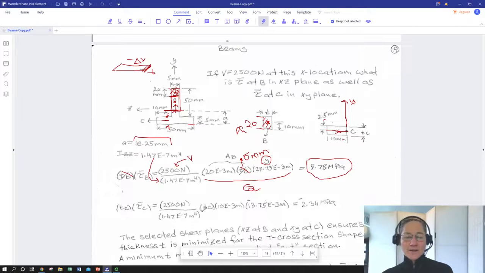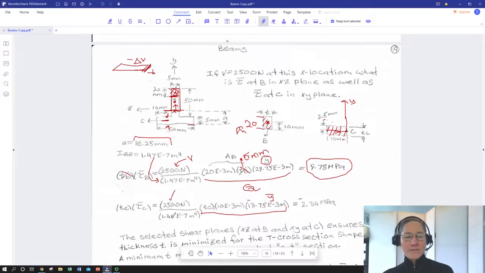Okay, area. So I'm thinking a Q over here. So I got my Y bar. I got my 16.25 minus 2.5, so I got 13.75 as Y bar. The area in this case is going to equal my 10 millimeters dimension here times the whole 5 millimeters TC.